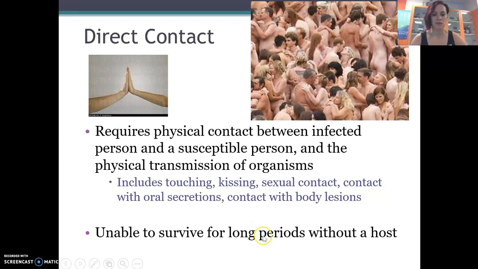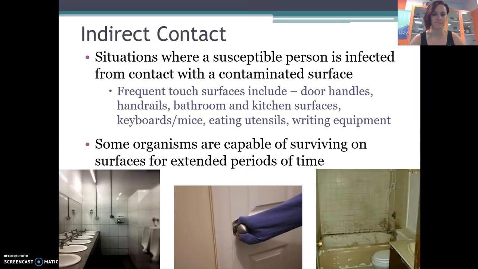And there we go. It says unable to survive for long periods without a host, meaning it has to jump and get directly onto that susceptible individual first, because it has to have somewhere to live and usually a moist environment to be able to survive and get its nutrients.